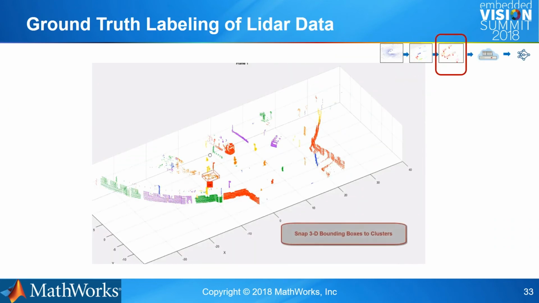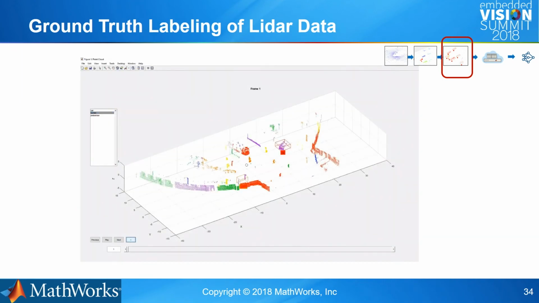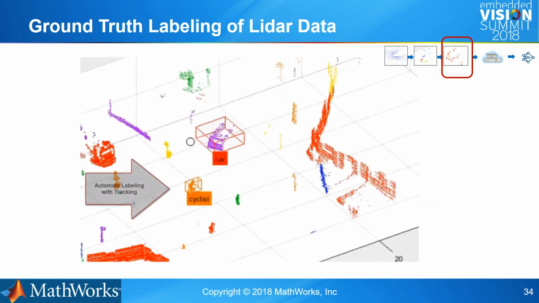But after that comes the challenging, time-consuming part, and that is labeling the data. If you need to recognize what these objects are, you need to tell the network what it is. In this case, we have the capability to label the data in 3D, and just snapping the bounding boxes onto these 3D clusters actually requires some math and some domain-specific knowledge, and all of that is implemented in MATLAB.